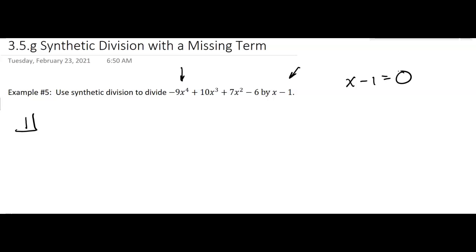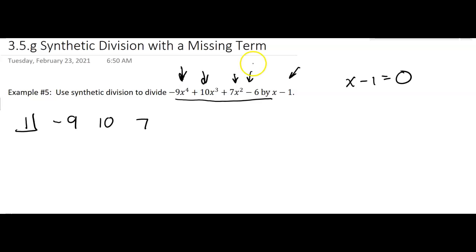Okay, and again, if you want to stop this and try it on your own, that'd be great. All right, now we're going to look at the dividend. It's a degree 4. That means I should have 5 coefficients. So I'm going to have a -9. Then I have a 10, because that's going 4, 3. Then I'm going to have a 7, 2 for the exponents. I'm looking at the exponents, so 4, 3, 2. But there isn't an x term in there. That's the problem. It's missing the x term.